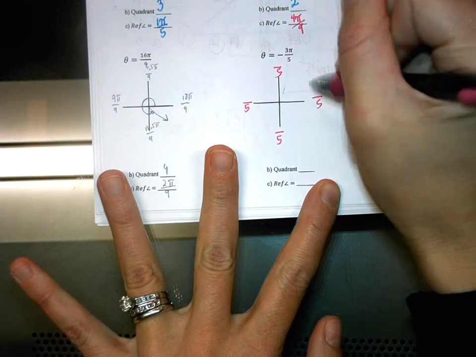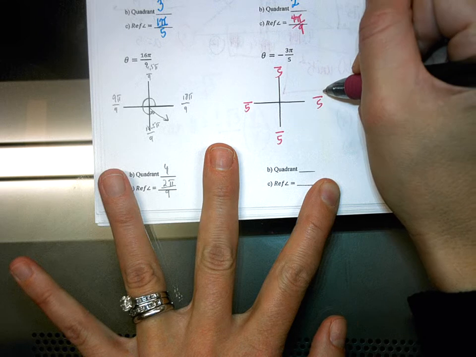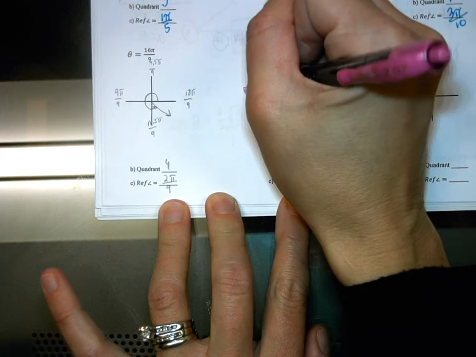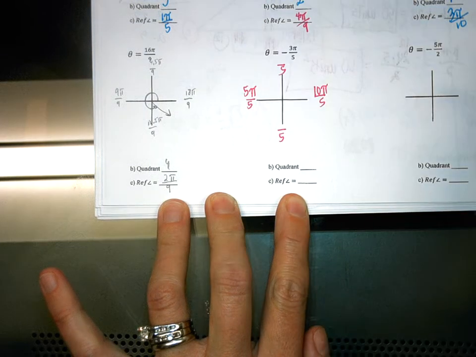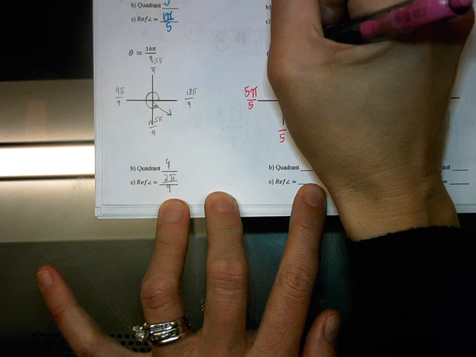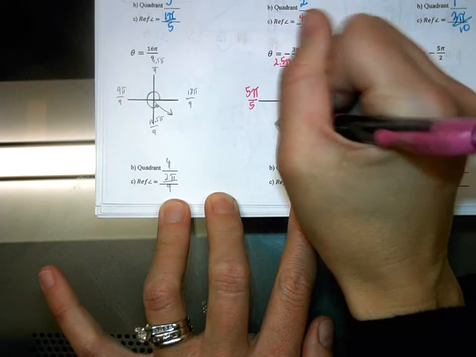Okay, on this one, at our 360 mark it's 10 pi. We know at the 180 mark it's 5 pi, or half circle mark. Half of 5 is 2.5 pi, which means down here will be.